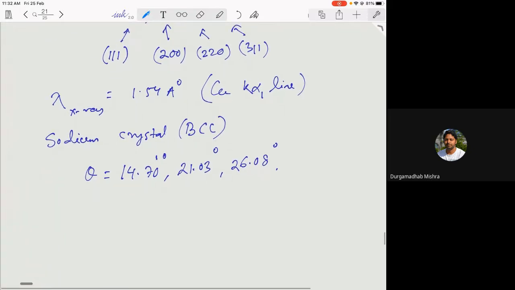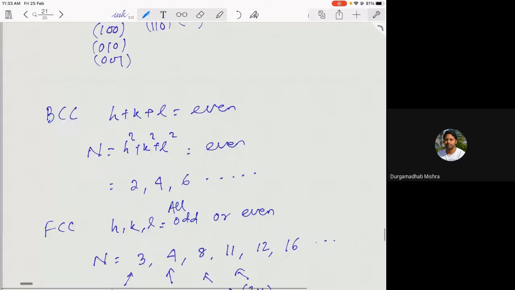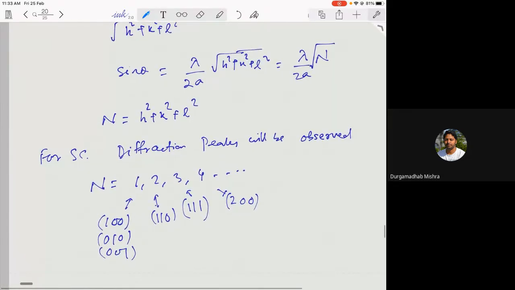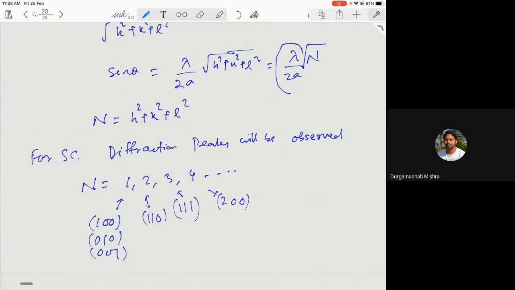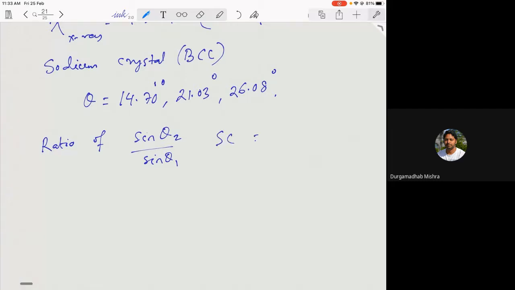One interesting thing which you can see immediately is if you take a ratio of sine theta 2 by sine theta 1. What would be that ratio? Sine theta is nothing but lambda by 2a times the square root of n. This lambda by 2a would always be the same. So only this n value is changing. For simple cubic, n is any possible 1, 2, 3, 4, so this value would be the square root of 2. For BCC, this is again all even, so the first one is 2, the second one is 4. So 4 by 2, this is again 2.